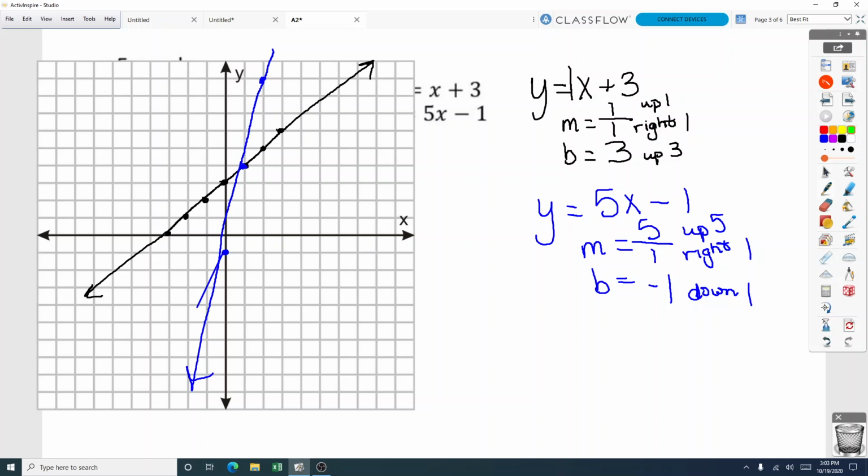Okay. So our solution is this point of intersection, which is over 1, 1, 2, 3, 4 up. So 1, 4 is my point of intersection. Remember that the x value goes right and left. So if I start in the middle, I go over 1, which gives me my 1, up 4, which gives me my 4.